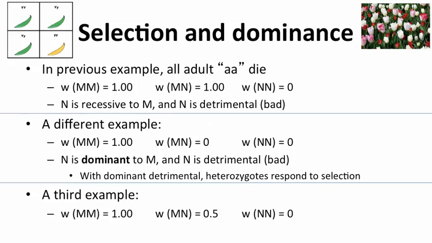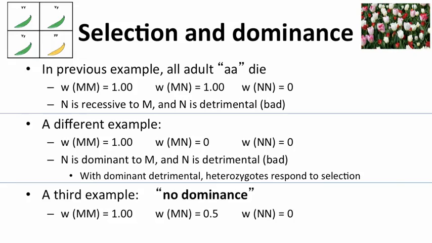Here we have MM is 1.0 for its relative fitness, MN is 0.5, and NN is 0. In which case, which one is dominant? Well, the simple answer is neither, because no homozygote has the same relative fitness as this particular heterozygote. So we can call this a case of no dominance. In all three of these cases, we assume that the NN genotype is the worst one. This is what's often referred to as directional selection, because selection will preferentially push towards the elimination of the N allele over time, whereas the MM is always perfectly healthy.